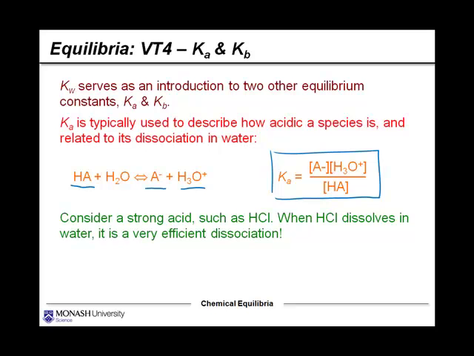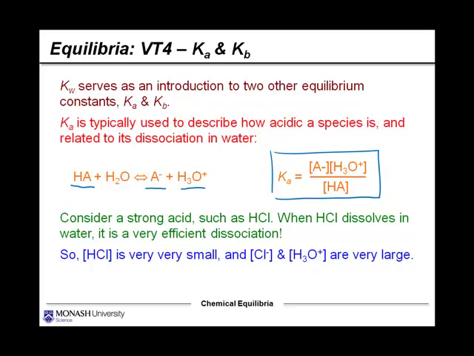Consider a strong acid such as hydrochloric acid. You guys have used this before, and you probably know that when hydrochloric acid dissolves in water, it's a very efficient dissociation. Pretty much every single one of those molecules dissociates into H plus and Cl minus. There's not really any HCl molecules left in solution which are undissociated.